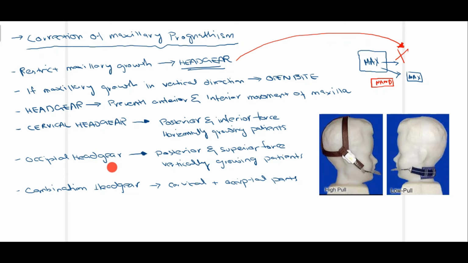Similarly, the occipital headgear is used in cases where the patient is growing in a vertical direction and we have to prevent that, and a posterior and superior force is used to restrict the growth of the maxilla. And in some cases, combination headgear, with cervical and occipital parts, can also be used. So this is all about headgear, and how they restrict maxillary growth.